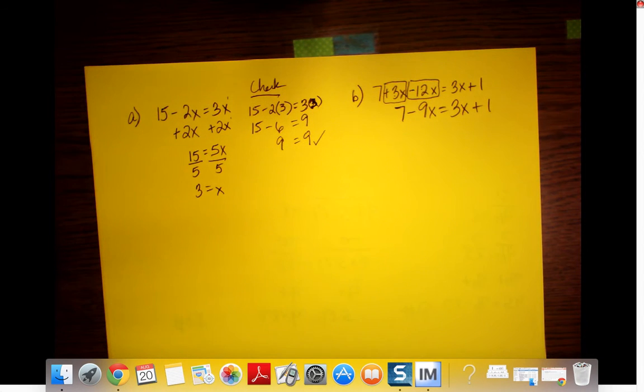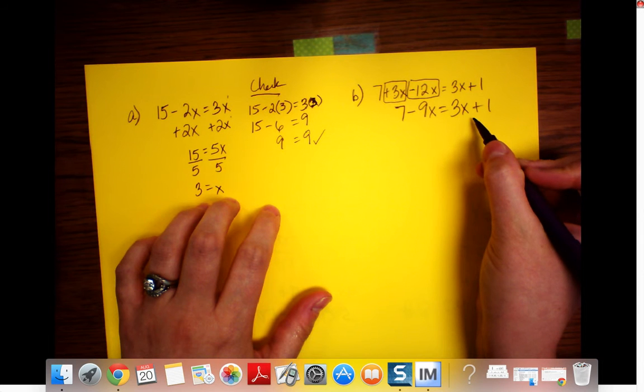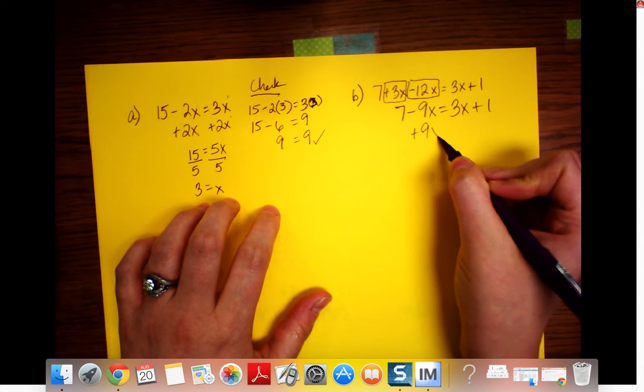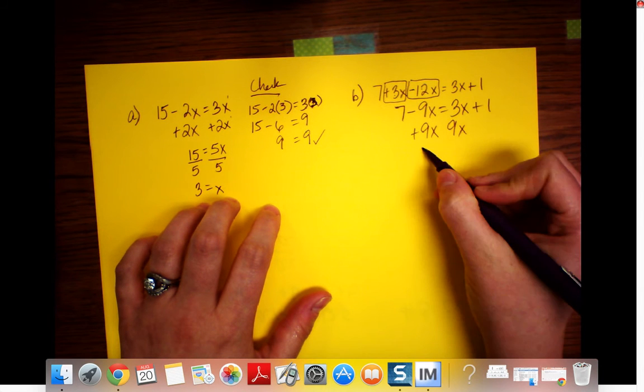So again, if you have like terms on the same side of the equation, you're not going to do opposite operation to combine them. You are just going to use the signs that they have in front of them to combine them. So now we have a negative 9x on the left and a 3x on the right. Now we can do the opposite operation to bring that 9x over to the right.